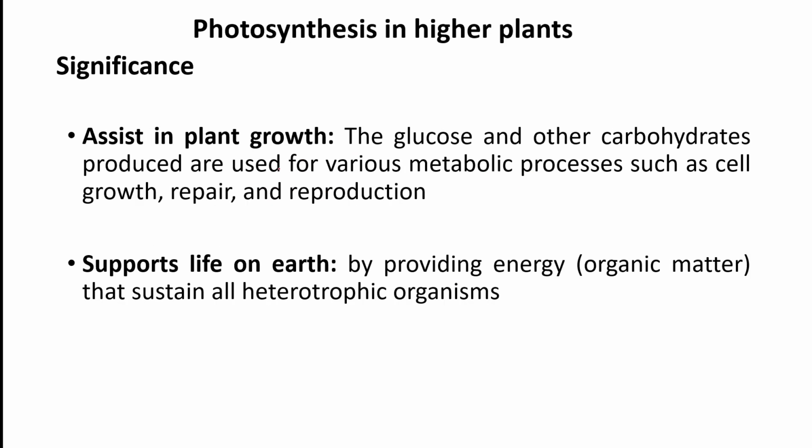Now, what is the significance of the C3 cycle? First, it assists in plant growth. The glucose and other carbohydrate molecules produced by the various metabolic reactions help the plant in cell growth, cell repair, and reproduction. So they assist in plant growth. Second, the C3 cycle supports life on Earth by providing energy in the form of organic matter.